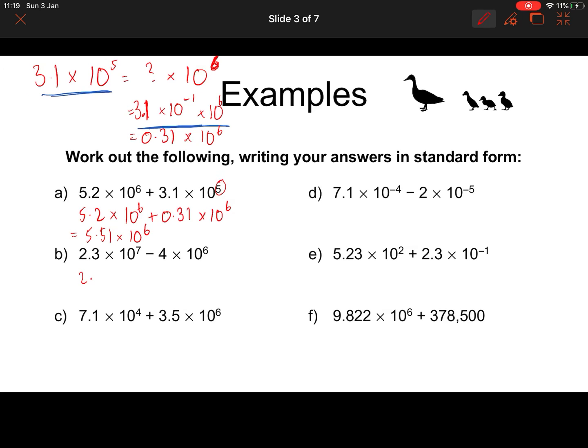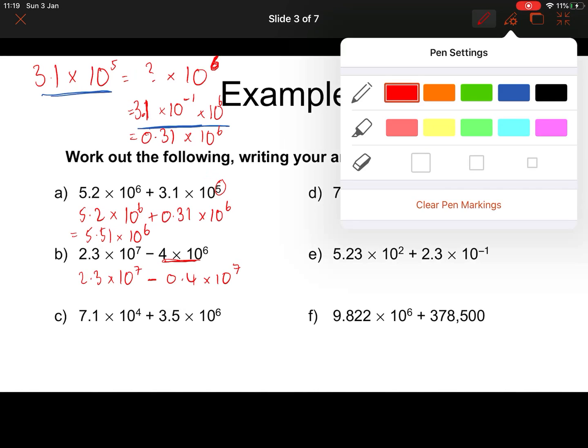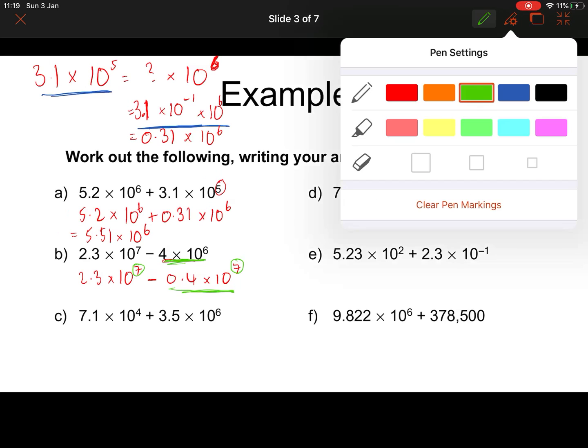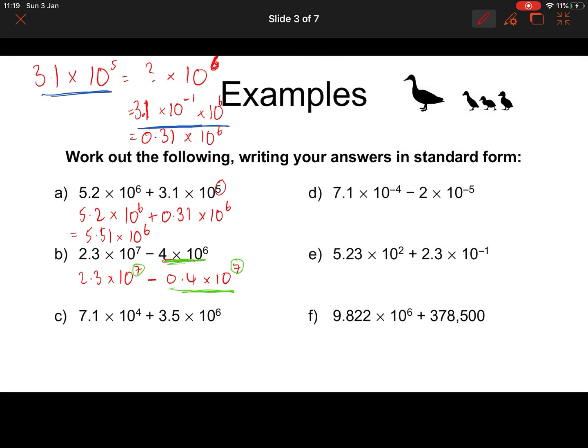I'm going to rewrite this as 2.3 times 10 to the 7 minus 0.4 times 10 to the 7. Okay, these two, let me just change colour. This is the same as this, but now I've made it so that the powers are the same as each other. And once I make the powers the same as each other, it's really, really easy. That's going to become 1.9 times 10 to the power of 7.